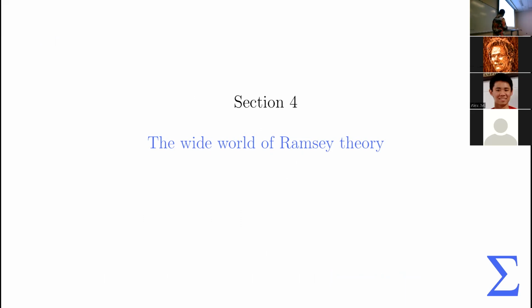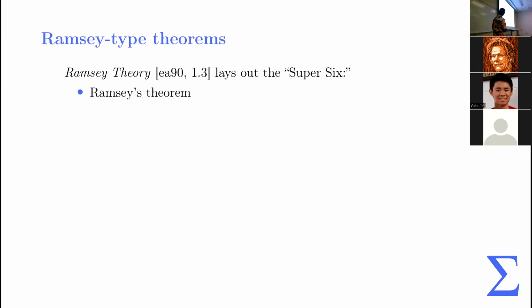All right, so I suppose we'll move on. So we've been looking at Ramsey's theorem, right? Now there are 6 other Ramsey-type theorems that we can look at, and these form what's called Ramsey theory nowadays. So first, we've had Ramsey's theorem. That's the namesake theorem, what this entire theory is based off of.